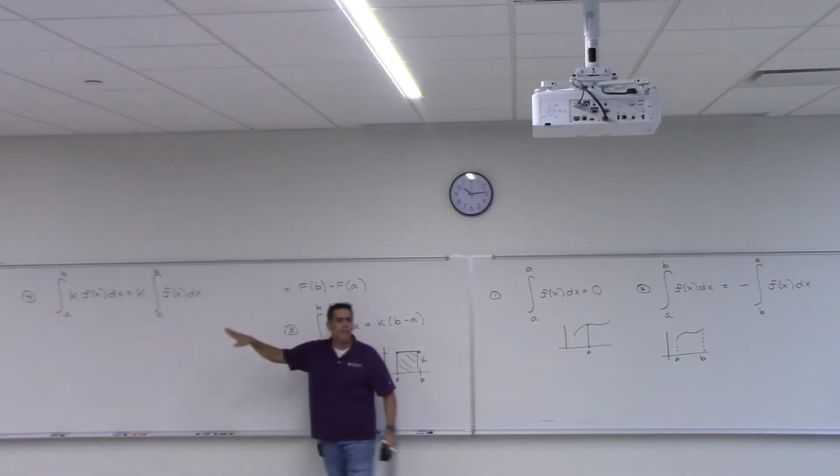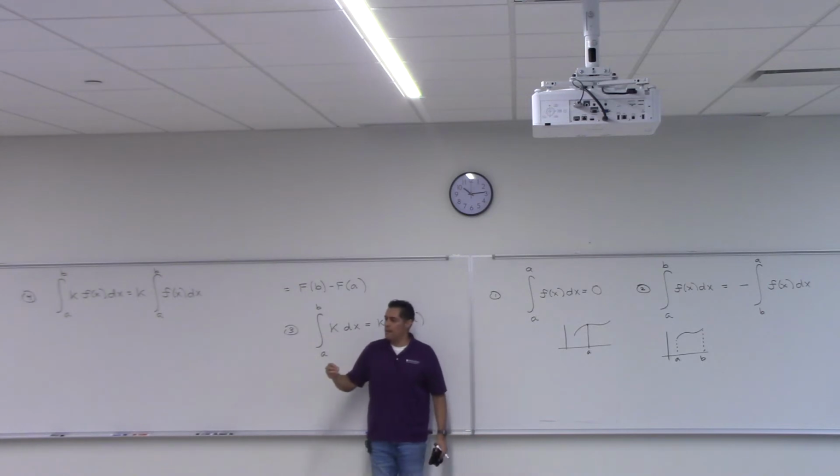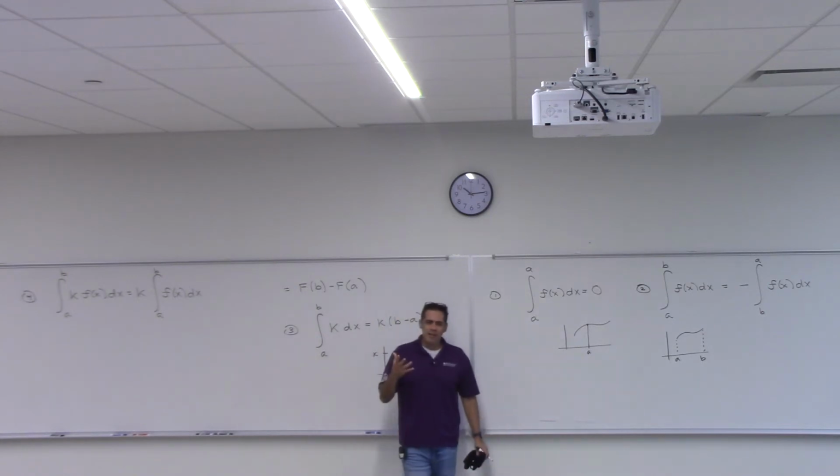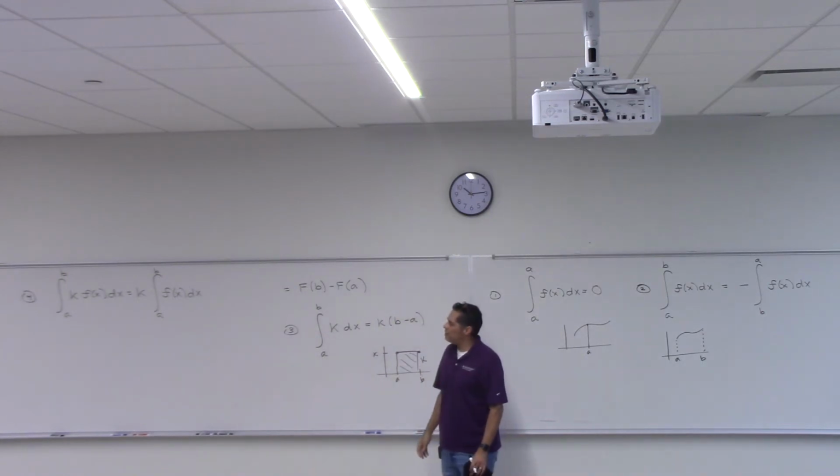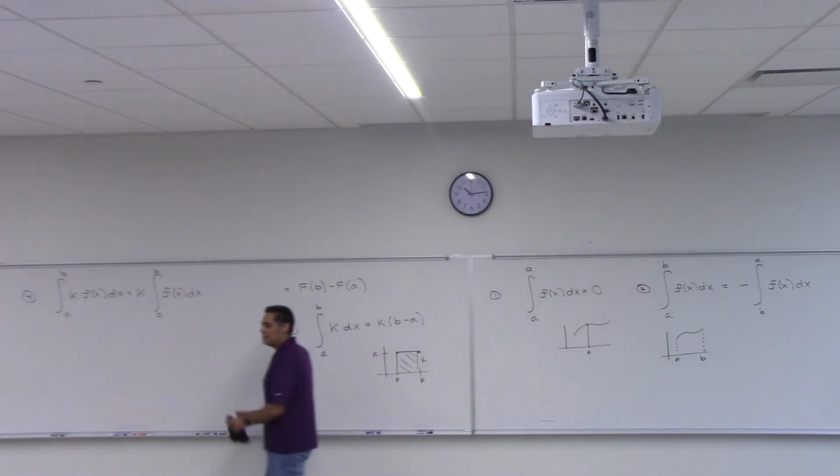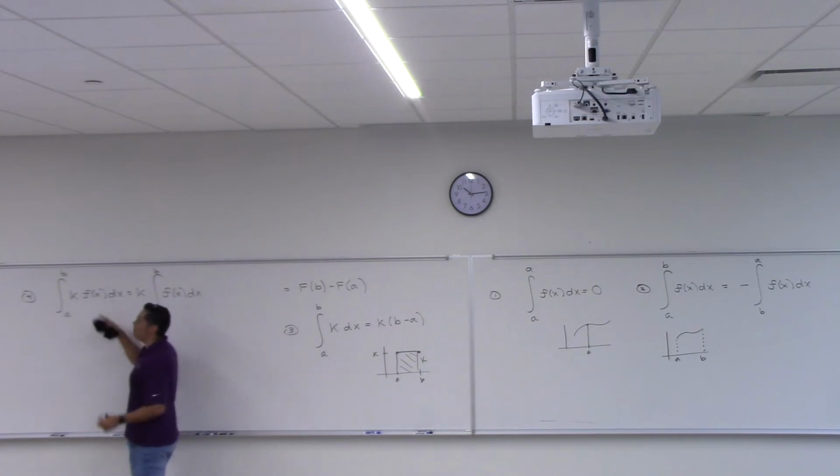Again, constants come out. That's a property, all right? Visually, could you convince yourself that that's true? We've been doing it. Yeah, we've been doing it, right? But visually, as far as area, does it make sense?